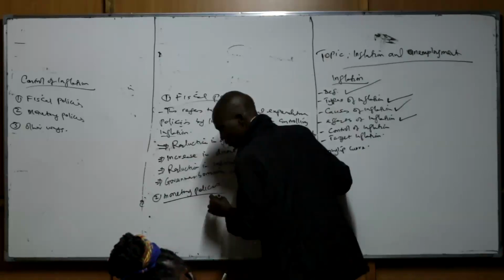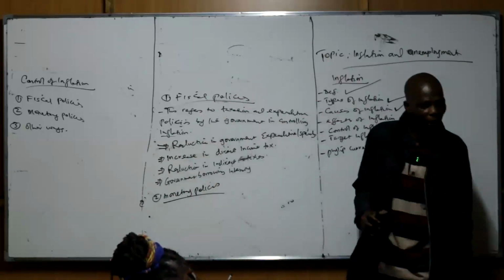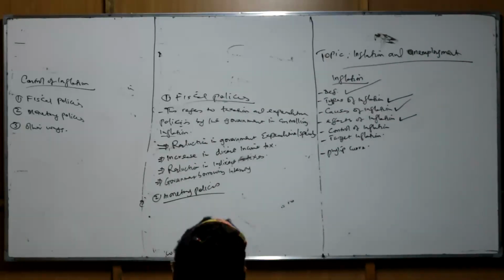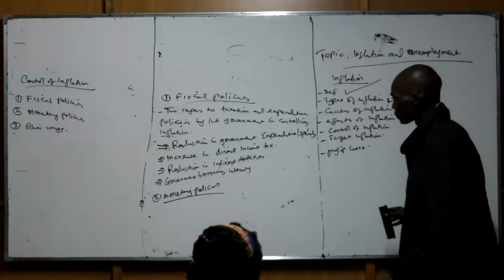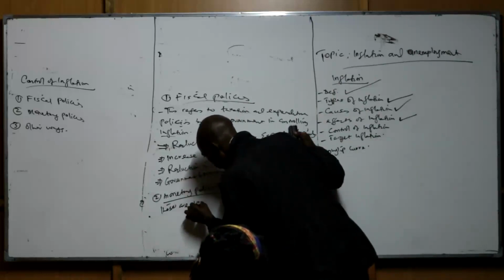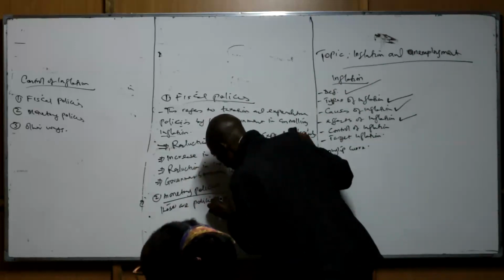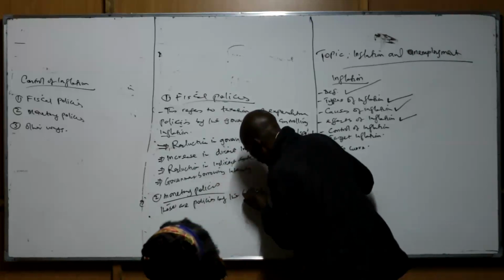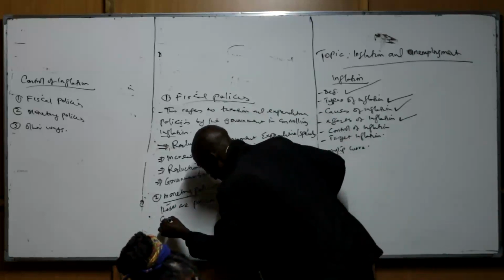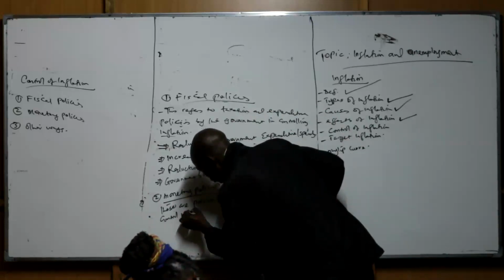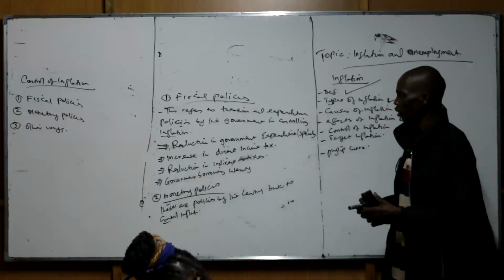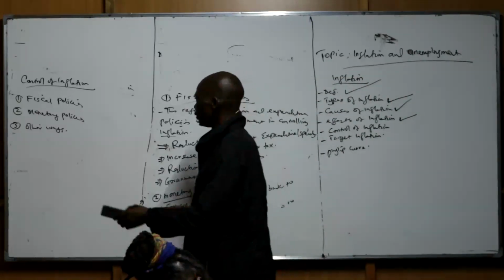And we talk about money. Money comes from where? Money inatoka wapi? Central bank. Si money inatoka kwa central bank. So monetary policies by the central bank. So we talk about these are policies by the central bank to control inflation. So basically, what are these policies now? What are they?